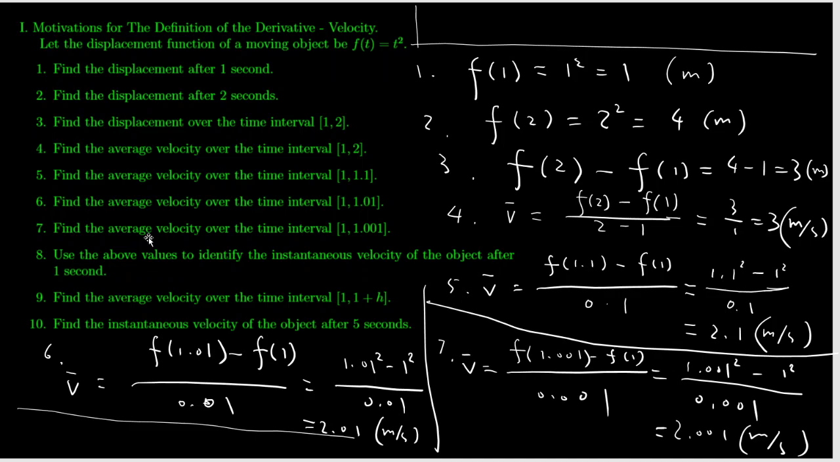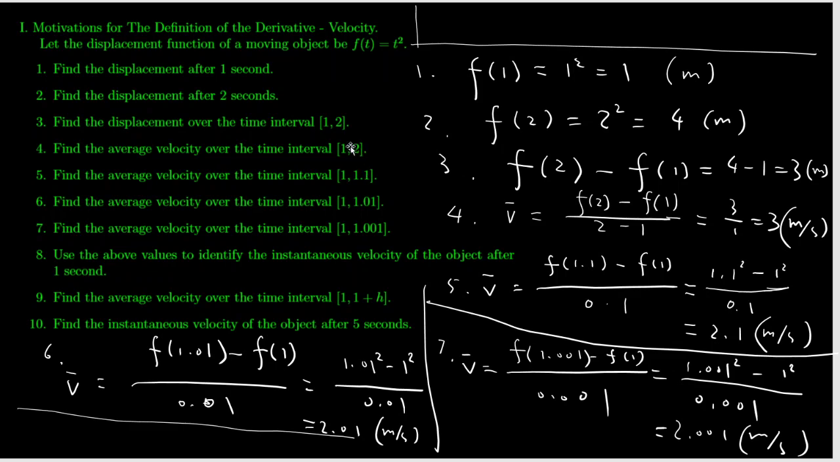That reading is the instantaneous velocity. It's the velocity at any moment. It's actually the average velocity over a very, very tiny time interval. So that makes sense? Now I'm going to write the answer to 8 on this screen. Use the above value to identify the instantaneous velocity of the object after 1 second.